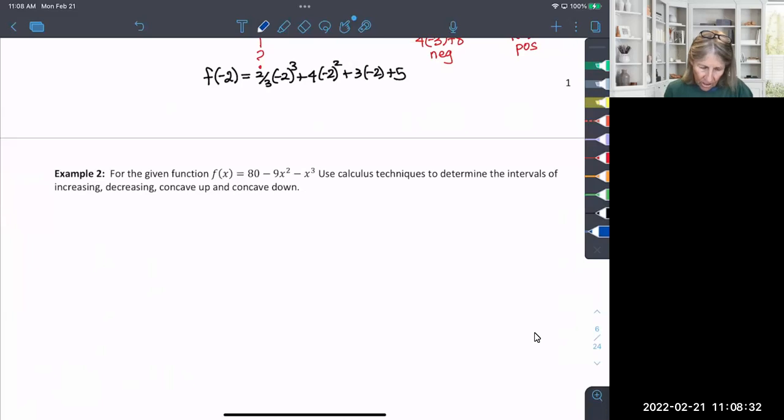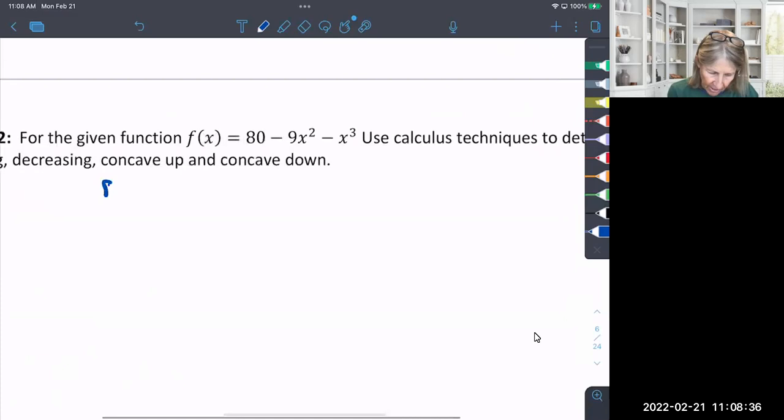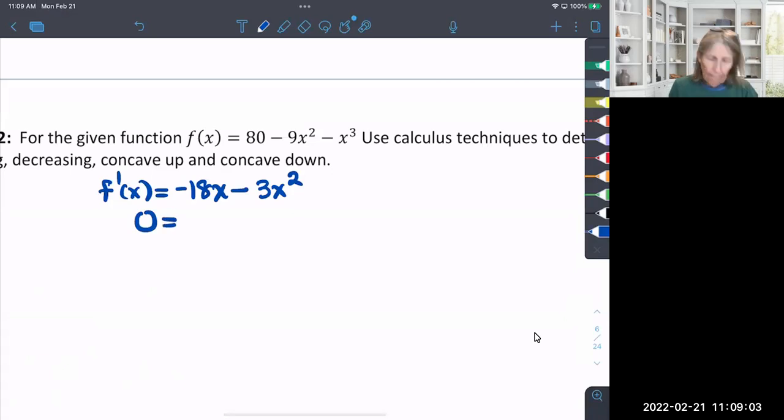All right, so let's just start with first derivative stuff. So I'm going to get my first derivative here, f prime of x. So the first derivative of 80 is 0. And then let's see, 2 times -9, -18x minus, let's see, 3x squared. That's my first derivative. Let's get our second derivative. Should we do that now or wait? Well, we could do it. Well, let's wait. I'll set this equal to 0 first. Let me find my increasing and decreasing.